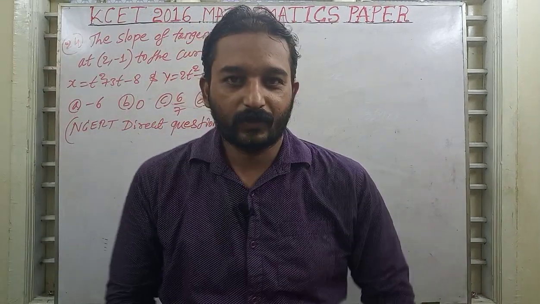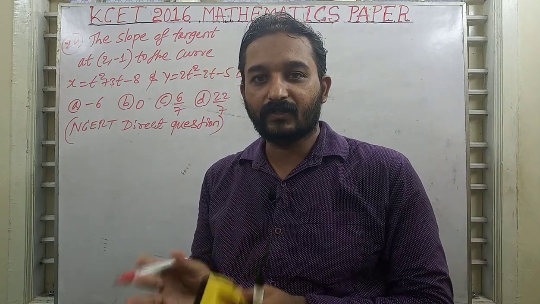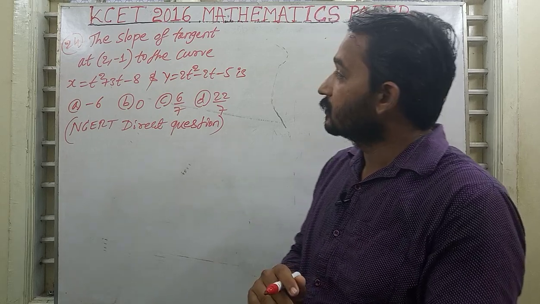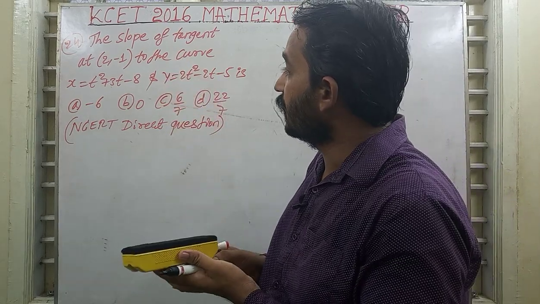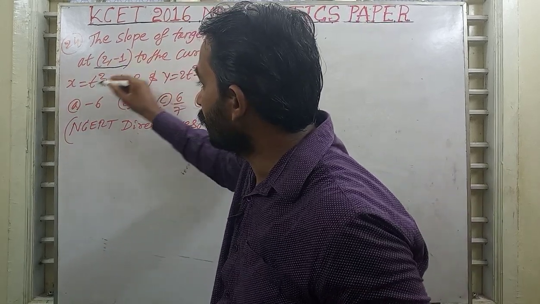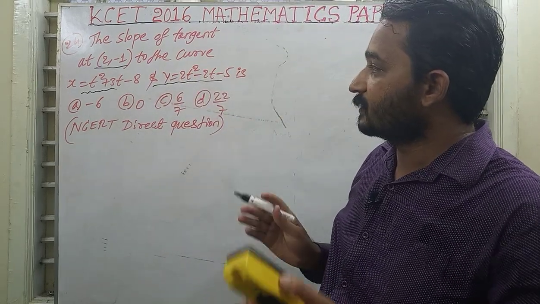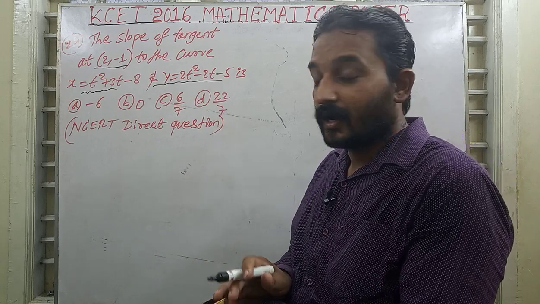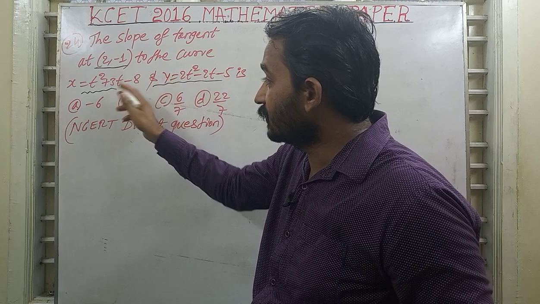So now let us move on to the next question, question number 24. This question is based on the chapter application of derivatives, particularly tangent and normal. So in this case, we have to find out the slope of the tangent at 2 comma minus 1 to the curve. The curve is in parametric form. So in this case we have to find out the slope of the tangent, nothing but dy by dx at the particular point. That point satisfies both the equations.